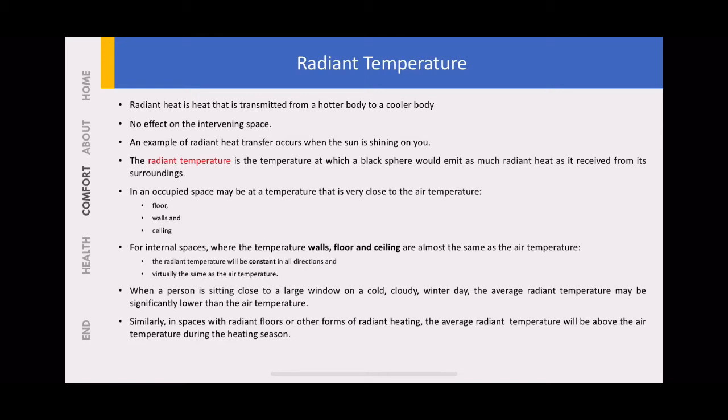If you are standing at the window, those people who are staying close to the window will feel very cold or very warm compared to the ones who are staying inside or in the middle of the room. Similarly, in a space with radiant floors or other forms of radiant heating, the average radiant temperature will be above the air temperature during the heating season, right?